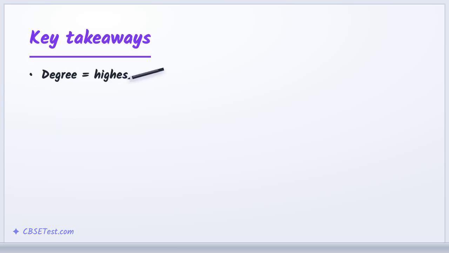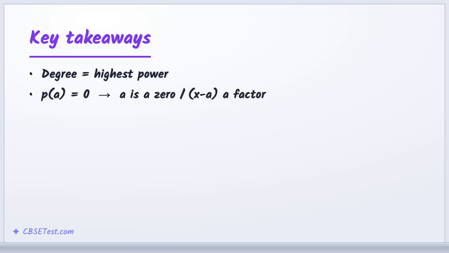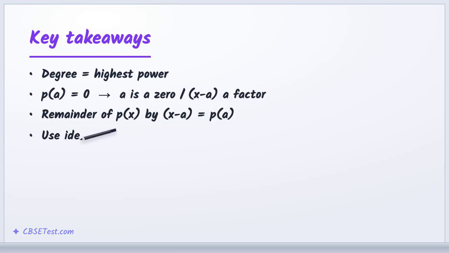To recap, the degree is the highest power. p of a equals 0 tells you a is a zero and x minus a is a factor. The remainder on dividing by x minus a is p of a, and the identities make expanding and factorizing fast.